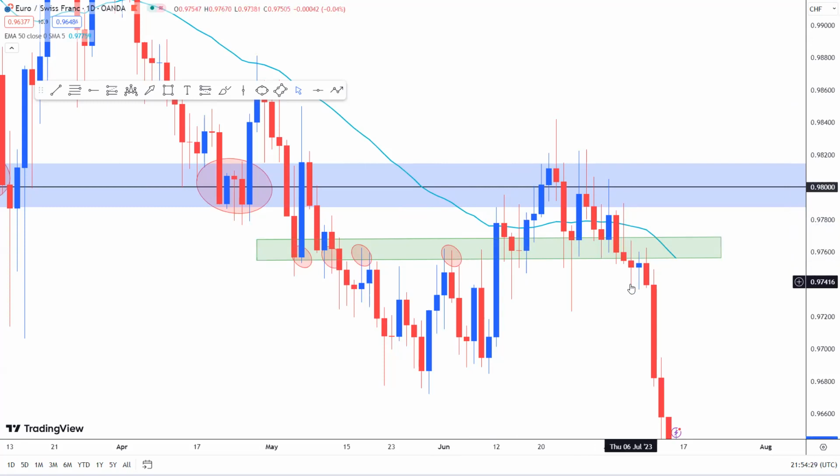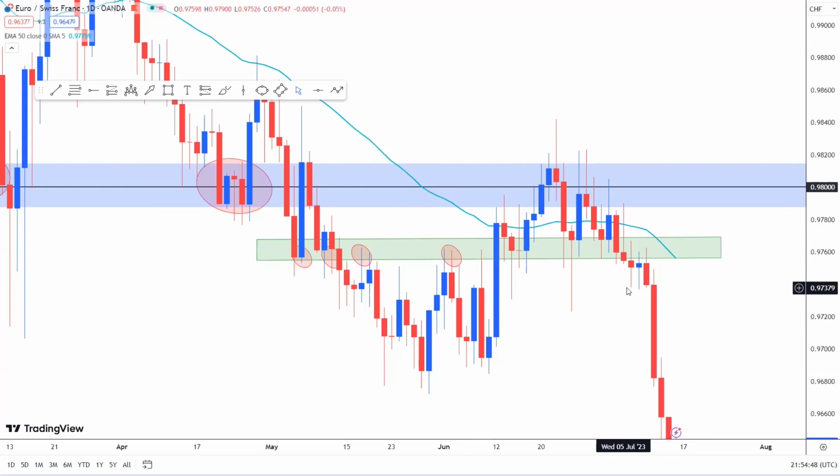And then as soon as we see the break of the neckline, if you know your chart patterns very well, you do know that the break of the neckline of the head and shoulder pattern would be the best time to look out for your sell opportunity at the retest of the broken neckline.